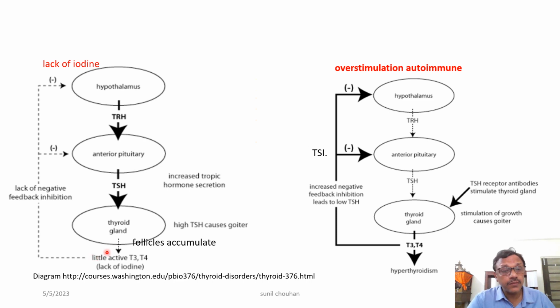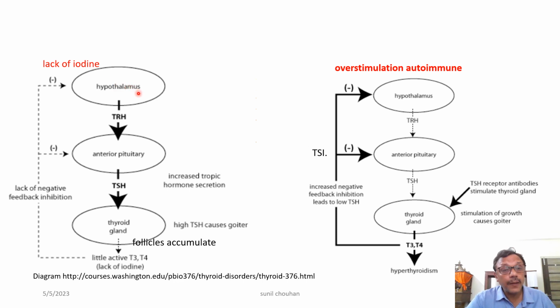Now when there is very little T3 and T4 being produced, negative feedback will not be given to the hypothalamus or the anterior pituitary. So there is a lack of negative feedback inhibition. If negative feedback is not given over here, what will happen?